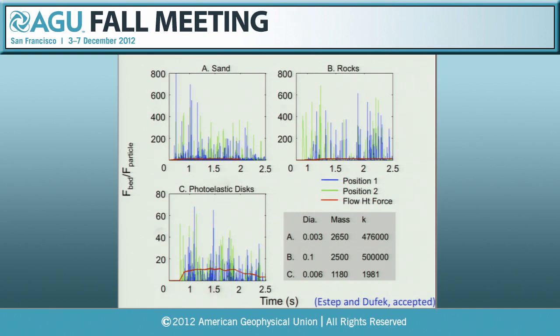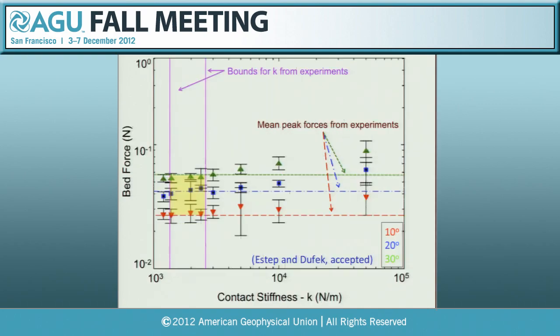And for the sand and rock plots shown at the top, you can see that we use different values for mass, diameter, and contact stiffness. You have a tremendous excursion from the values that you see for the experimental materials. But again, the form is the same. You see a lot of spikes. You see a lot of force chain activity. The green and the blue here are different positions. As a sanity check, instead of just using one position, we recorded these bed forces at two different locations for each run.